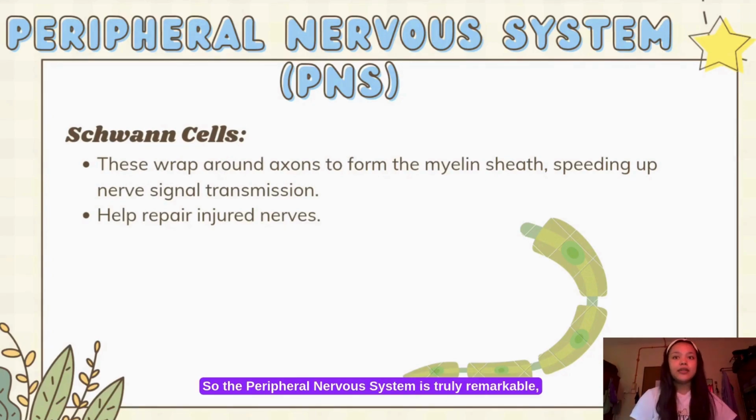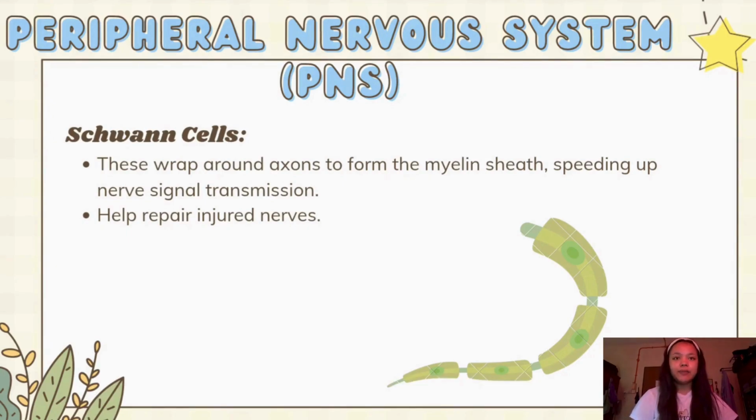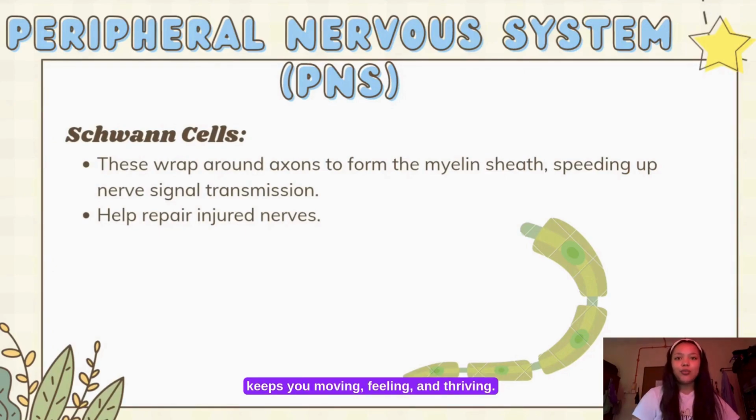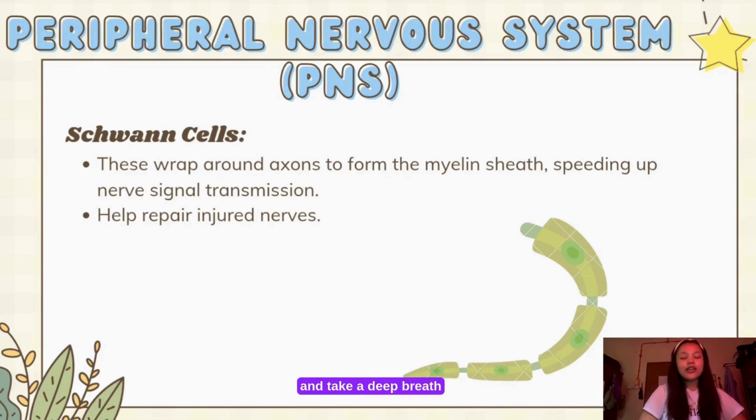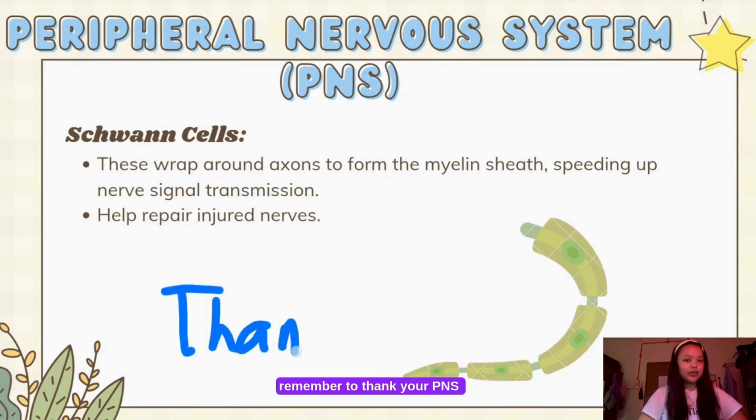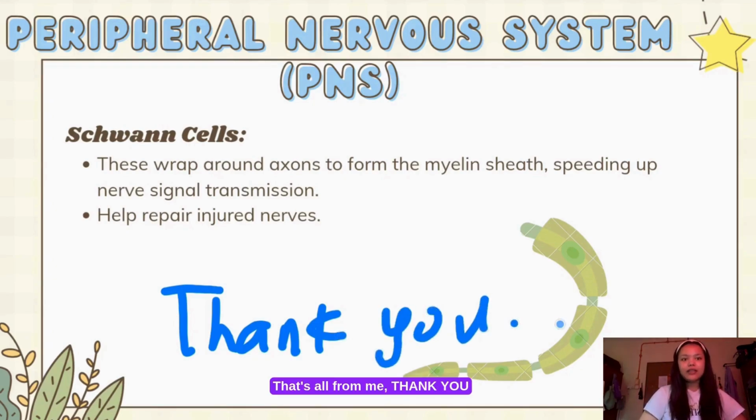So the peripheral nervous system is truly remarkable. It connects every corner of our body to the command center in our brain and spinal cord. It is the silent hero that keeps us moving, feeling and shivering. So next time you take a step or a deep breath, remember to thank the PNS, the peripheral nervous system. That's all from me.